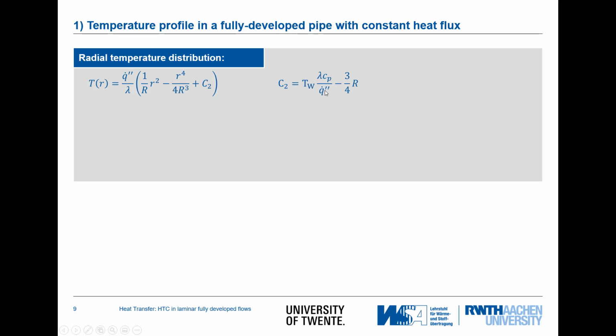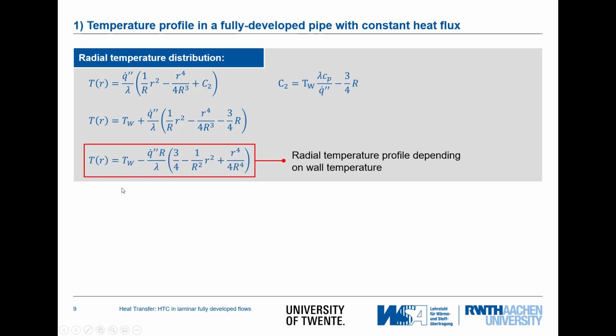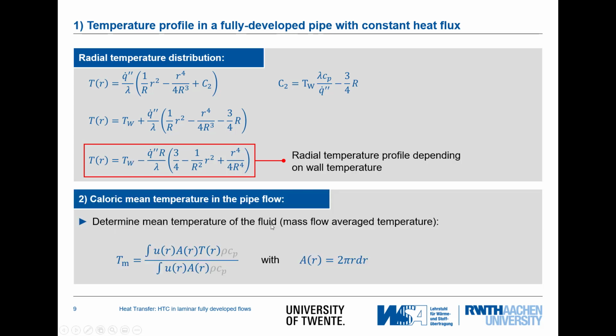And if we put that in our equation, we finally have an equation for the temperature profile in radial direction. This temperature profile in radial direction, as you can see, depends on the wall temperature T wall. So we need to know the wall temperature, and we also need to know the caloric mean temperature, which we have discussed before, because we are interested in the two temperatures, the wall temperature and the caloric mean temperature, to calculate the heat transfer coefficient. So that's the second part that we're doing right now.